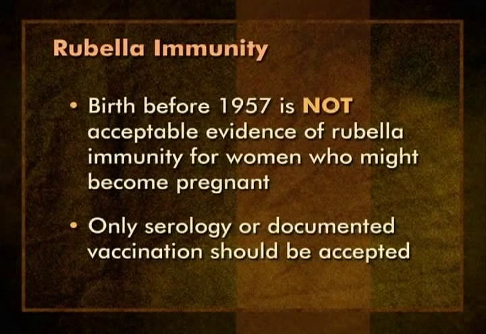Because of the potential for congenital rubella syndrome, if a woman is infected during pregnancy, ACIP recommends that birth before 1957 not be accepted as evidence of rubella immunity for women who might become pregnant. For women of childbearing age, ACIP recommends that only serology or documentation of at least one dose of rubella vaccine should be accepted as evidence of rubella immunity. Using a strict definition of rubella immunity adds another layer of safety to our congenital rubella syndrome prevention efforts. CRS is a disease we would prefer to never see again.